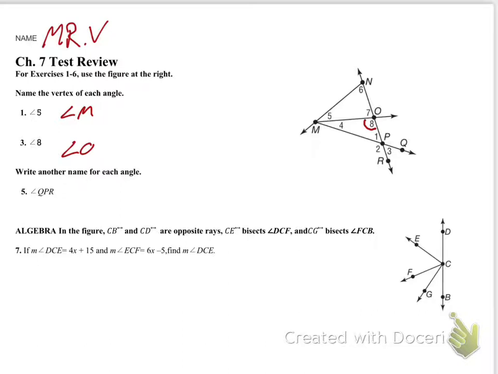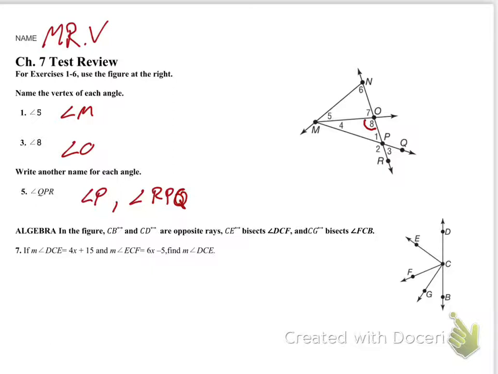Write another name for each angle. I could do angle P. I could also just switch it up and do angle RPQ, just doing it backwards. Number 7.